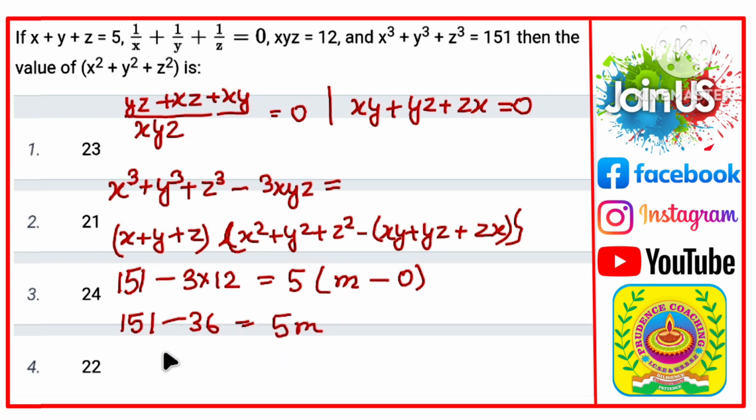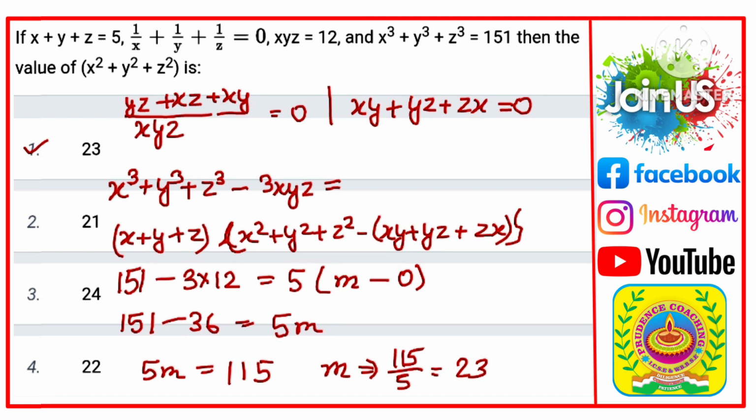Now from here if we calculate, then 5m will be equal to 151 minus 36. If you do, we'll get 115. So from here m will be equal to 115 divided by 5, that is 23. So option number 1 is going to be your correct answer over here.